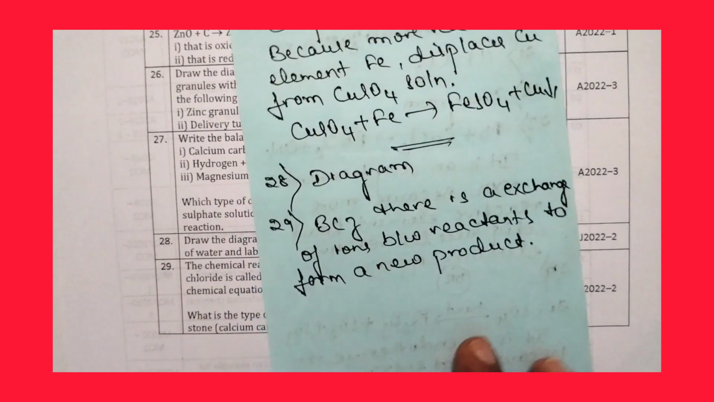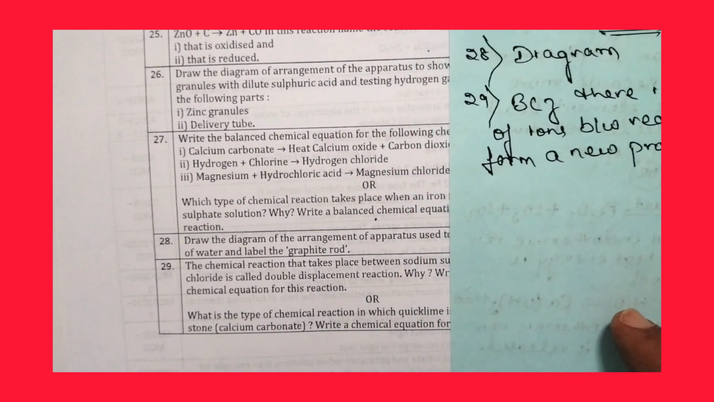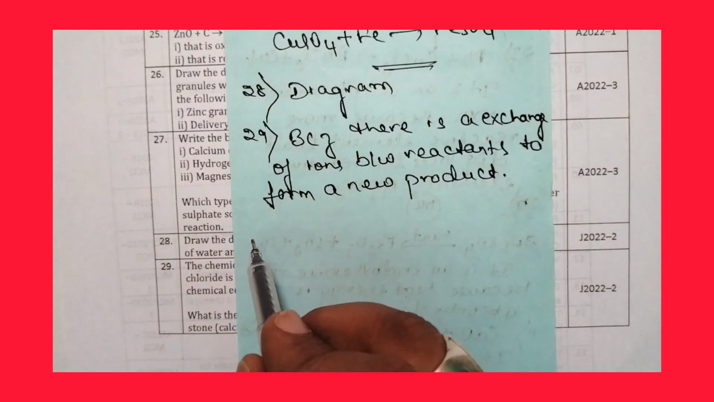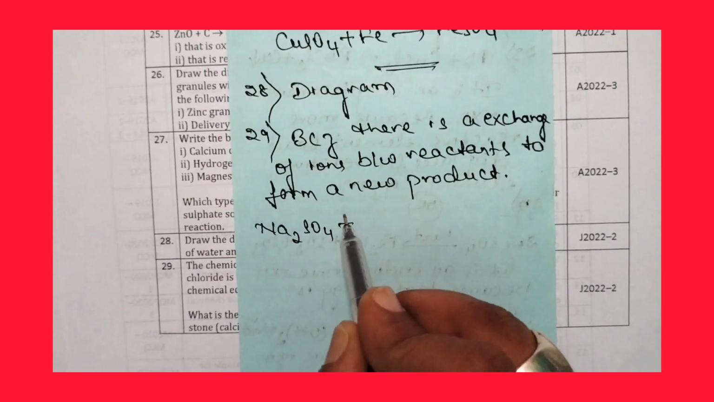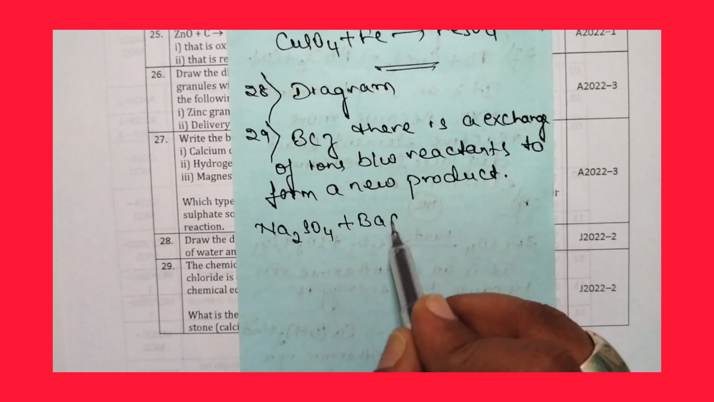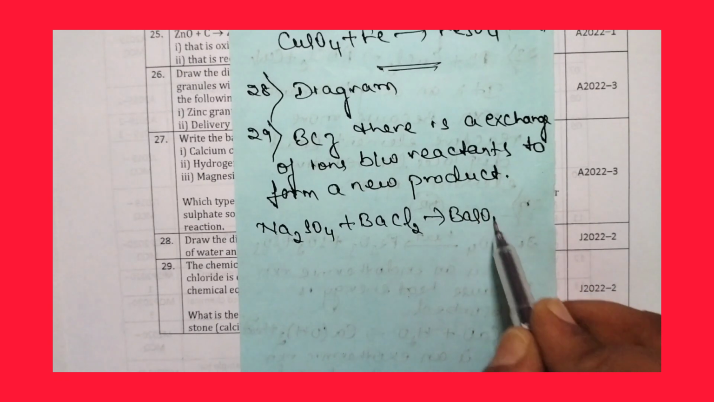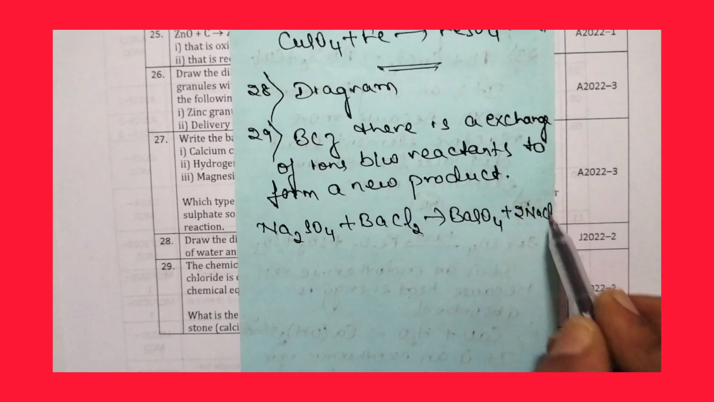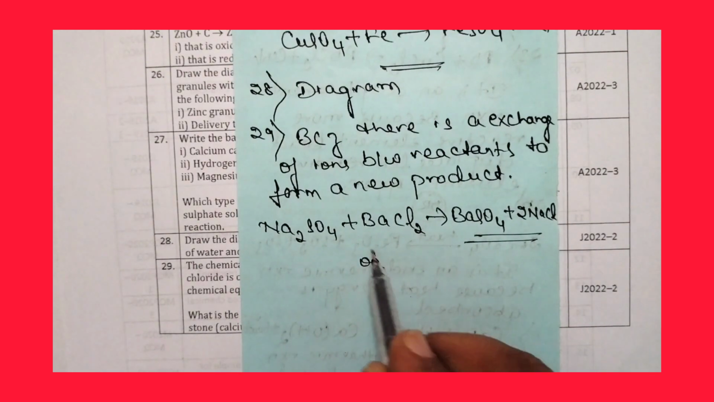Now we have to answer the next question. Write the balanced chemical equation for this reaction, that is sodium sulfate reacts with barium chloride. Sodium sulfate, Na2SO4, reacts with barium chloride, BaCl2, to give BaSO4, which is a white precipitate, plus salt, 2NaCl. So like this we have to write the balanced chemical reaction.